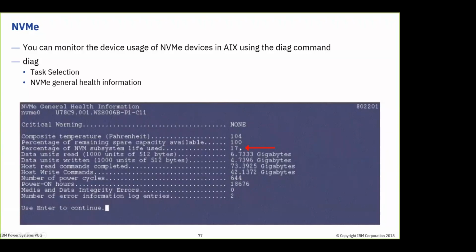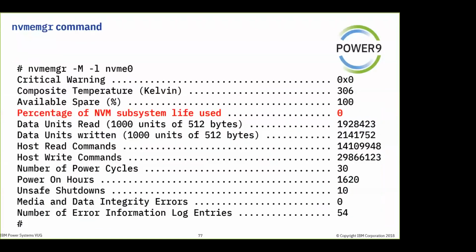You can see in this particular case, we've used 17% of the estimated system life. My understanding is that if your device wears out in less than 5 years and you've been using it in the anticipated manner, then you can get one replaced under the service warranty, assuming that you've got a hardware maintenance contract. But it's a good way to keep track of how much you're using your device. And this is the NVMe manager command.